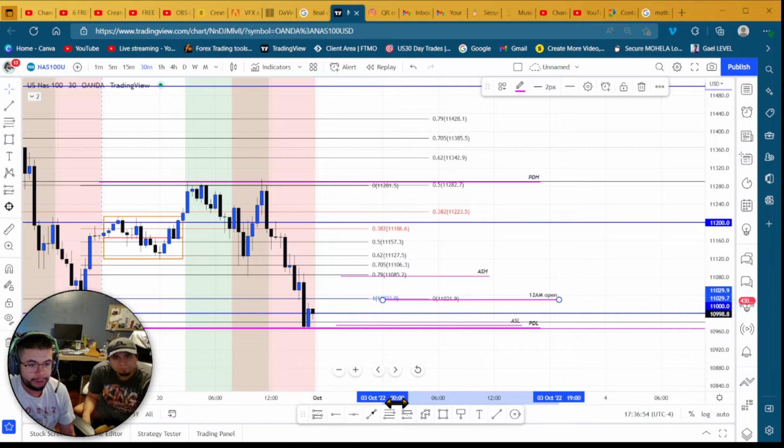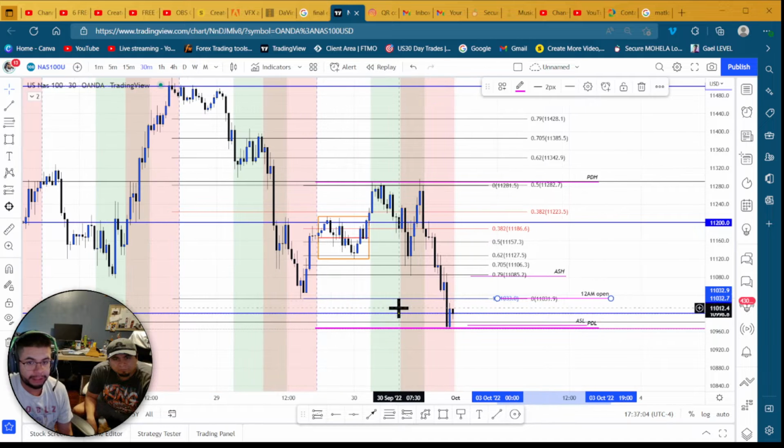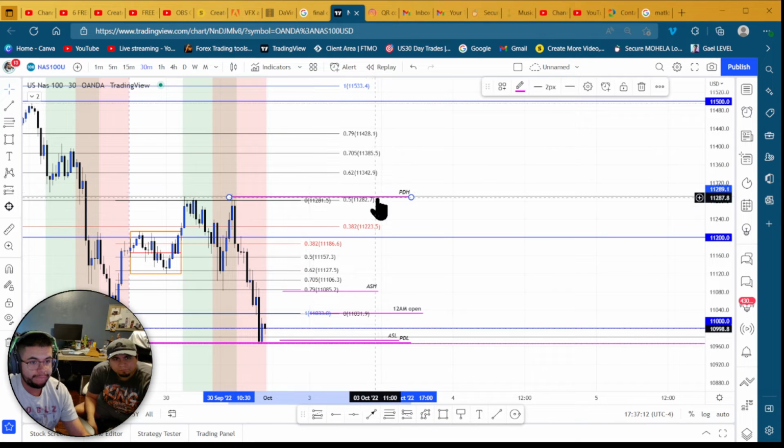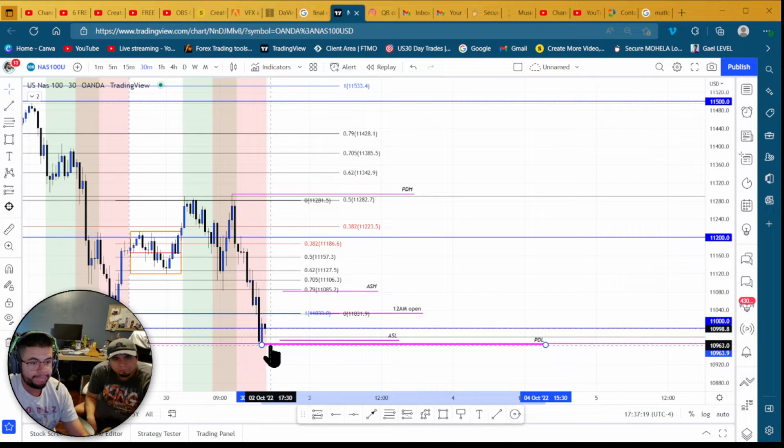00 is 12 a.m. open. Yeah, perfect. Okay, so we'll see where 12 a.m. open is for the new day, and from there we can start getting better analysis. Previous day high, let's go like this. Previous day low, there.